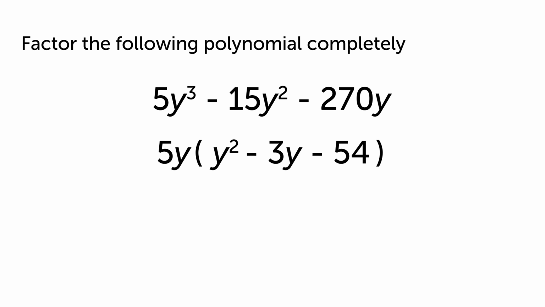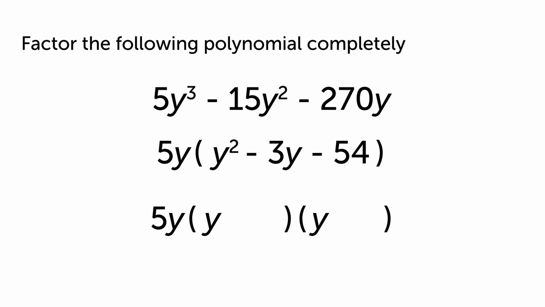Now we need to see if the trinomial y squared minus 3y minus 54 can be factored into a set of binomials. First, let's consider how we can factor or break down y squared into its component parts. Luckily, we only have to consider one set of factors. Only y times y will yield a product of y squared. So we definitely know the first terms for our binomials. We can place a y in both of those locations in the parentheses.